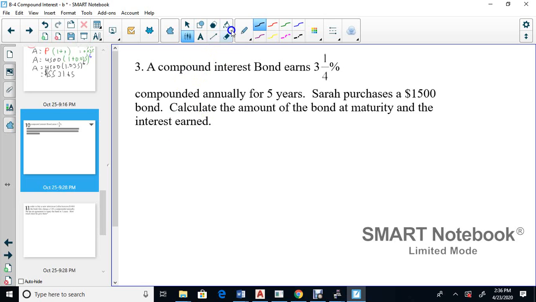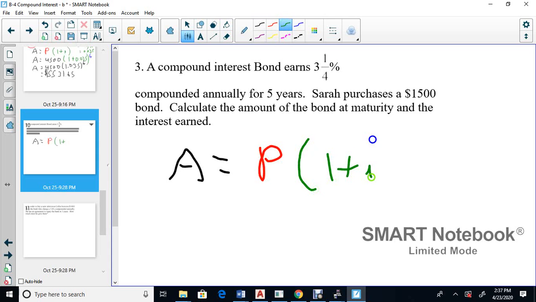Okay, so let's figure out how to do this. We're going to just set up the formula first. Okay, so the first formula we're going to use: A equals P, 1 plus I, to the n, and we'll use different colors. Now we're going to look at this and figure out what all the letters are.